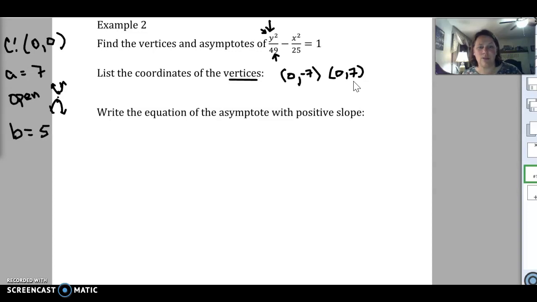Okay, then we want to write the equation of the asymptote with positive slope. So that means they only want one of our asymptotes on this one. If it is opening up and down, the a value, let me draw this. This is called a rectangle guide. We open up and down here, and then we would have our rectangle guide here.